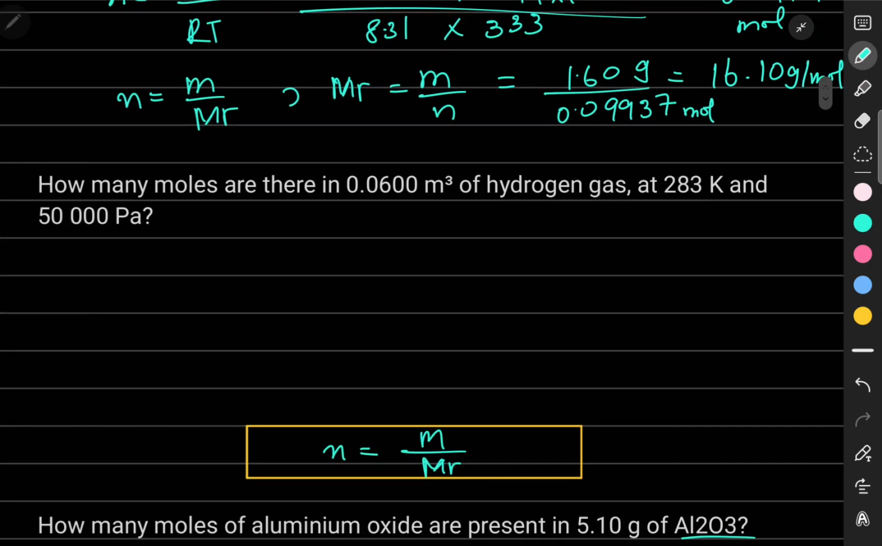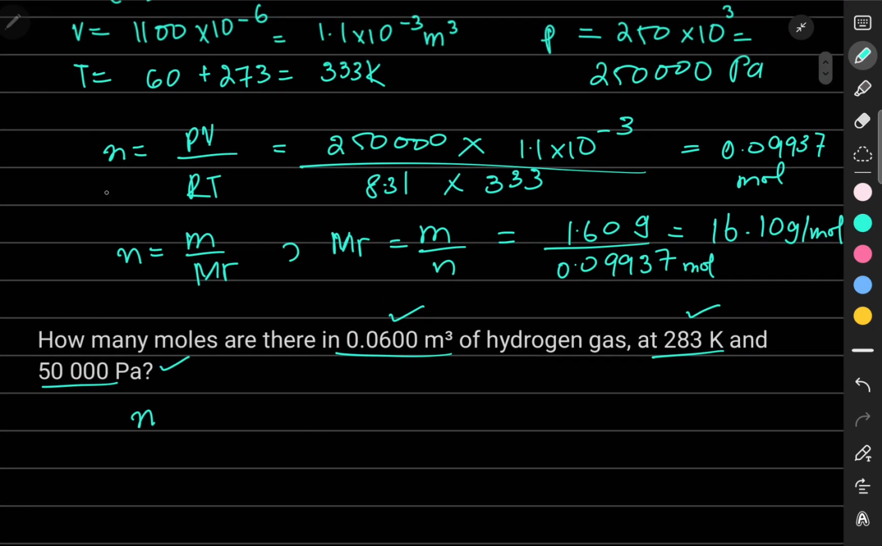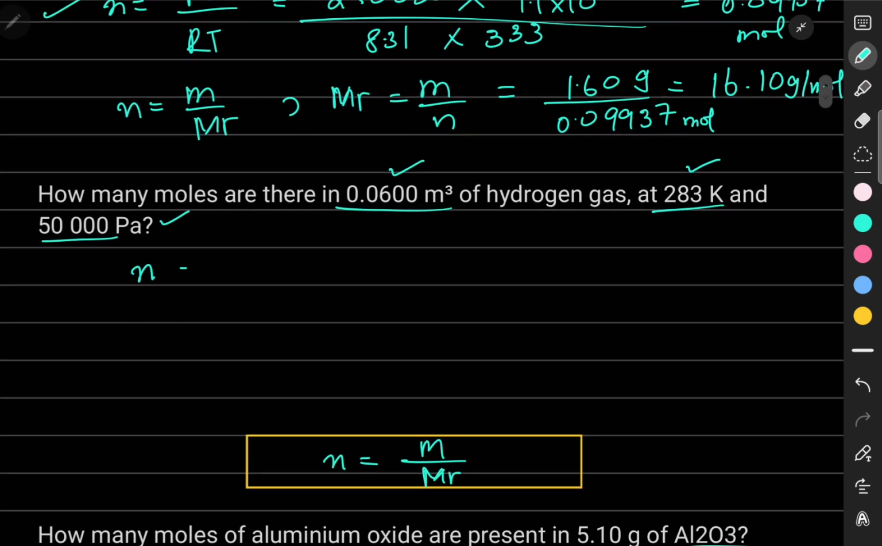How many moles are there in 0.0600 meter cube of hydrogen gas at 283 kelvins and 50,000 pascals? Okay, the cool thing about this question is the volume is in the correct unit, the temperature is in the correct units, and the pressure is also in the correct units. So we're ready to use the ideal gas equation here, and we're finding number of moles. So I can use this one here.